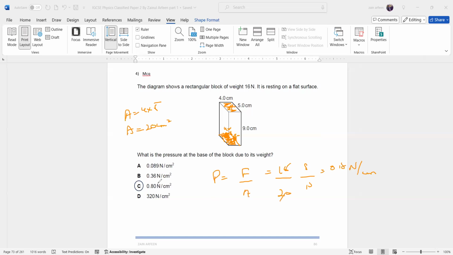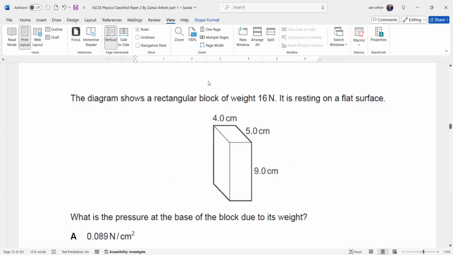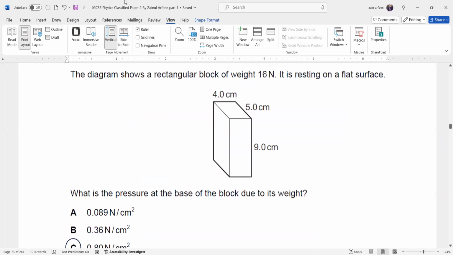If it was Newton per meter square, like all the options, then we would have to convert the 20 centimeter square into meter square. And how to convert that? Centimeter to meter we divide by 100, but centimeter square to meter square we divide by 100 square. But all the options are in Newton per centimeter square. That's why we don't have to convert. Is this question clear? Yes, sir.